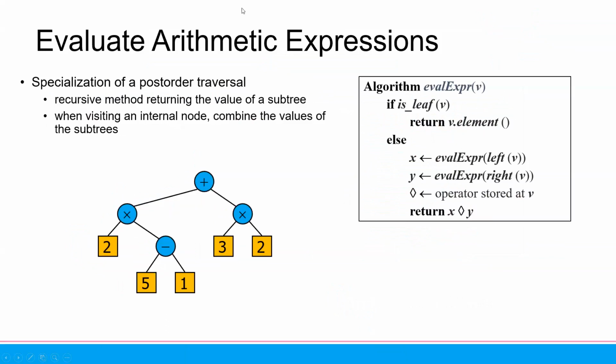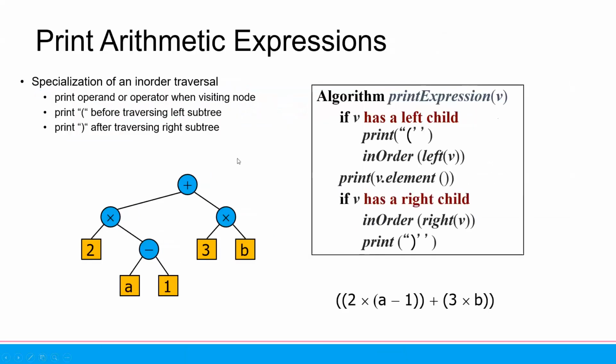We can also deal with the post-order traversal. We call this the specialization of the post-order traversal. The recursive method returns the value of the subtree. And when visiting an internal node, combine the values of the subtrees. If we use this function, we want to print the expression. We just print the expression.